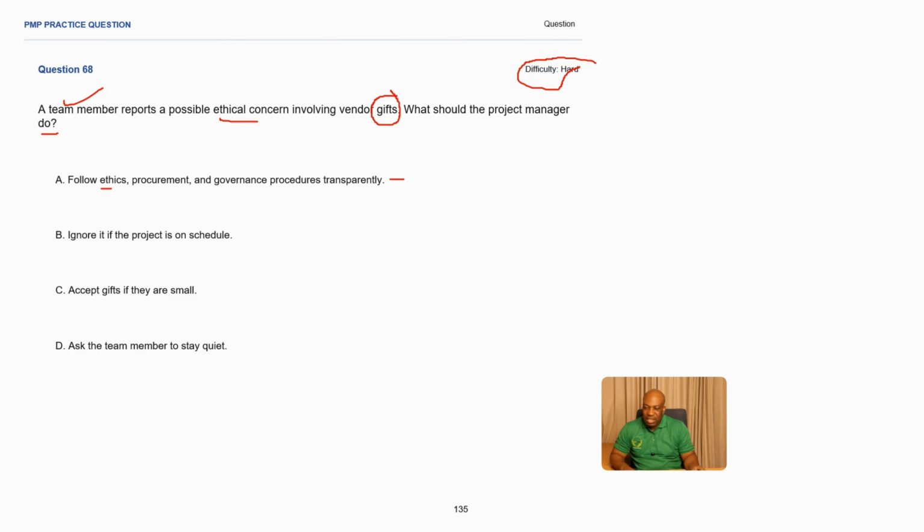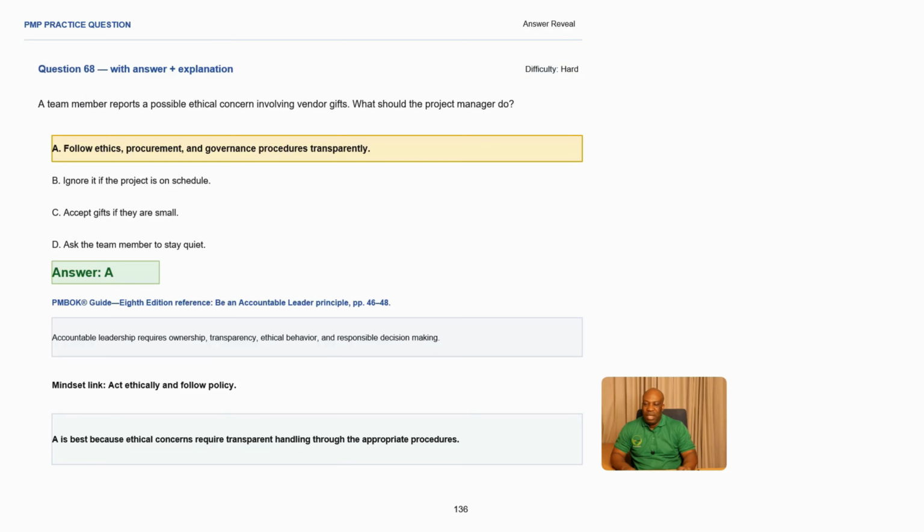Ignore it if the project is on schedule. You don't ignore issues or risks in a project environment, so this one is incorrect. Accept gifts if they are small. You don't accept gifts because they are small. It depends. In some countries, under some laws, it's not allowed. So this cannot be the best answer in this scenario. Ask the team member to stay quiet. You don't do this. You are hiding information. It's unethical. As a project manager, you don't do unethical things in a project environment. So it makes A the best answer in this scenario.